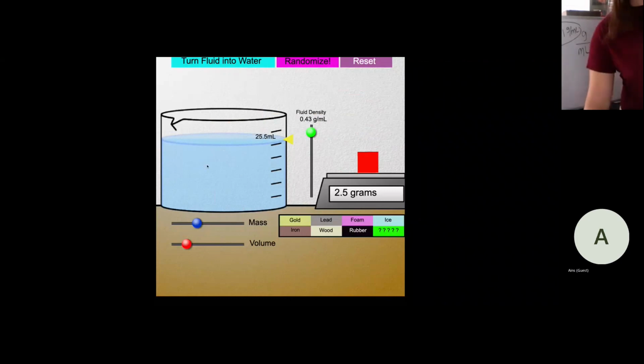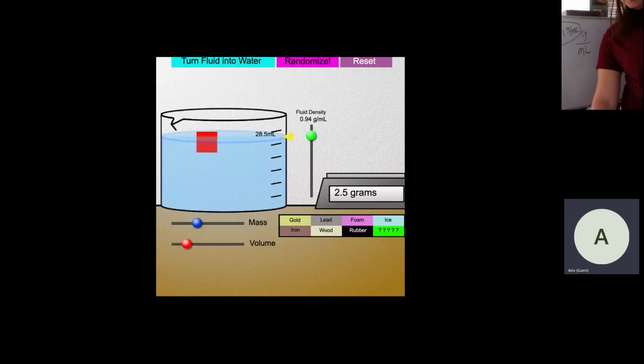So right now, my liquid right here has a density of 0.43. My substance has a density of 0.61. Things with bigger densities sink. So do we think my red cube is going to sink or is it going to float on this liquid? It'll sink. And we saw that, right? Throw it in.